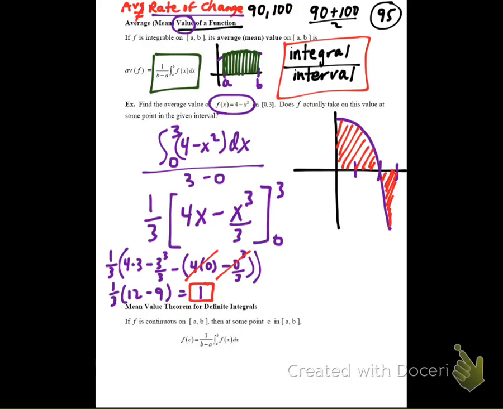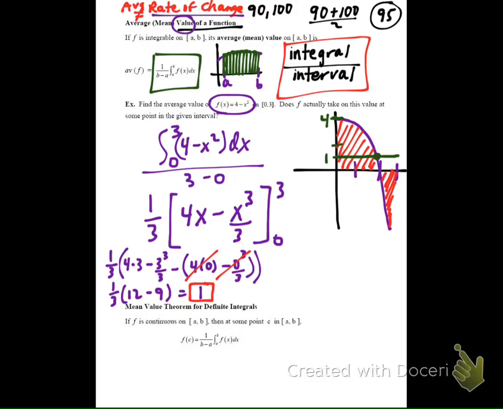The next part of it, does f actually take on this value at some point in the given interval? Well, yeah, we know that this value up here, the y value, is a high point of 4, because that's 4 minus x squared. So we have a y-intercept of 4. So somewhere in here, right there, we have the value 1. So right there, on this curve, the value of the function is 1.